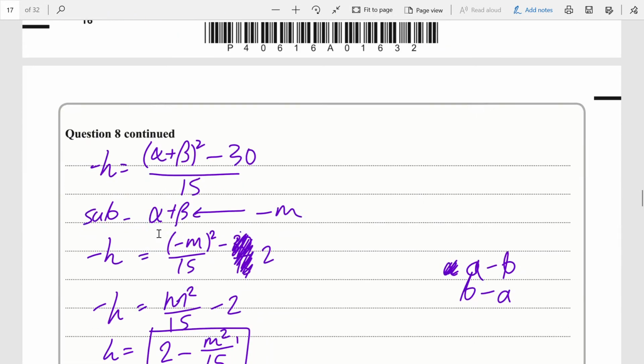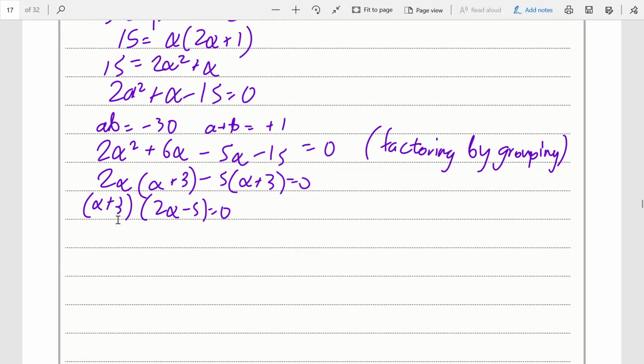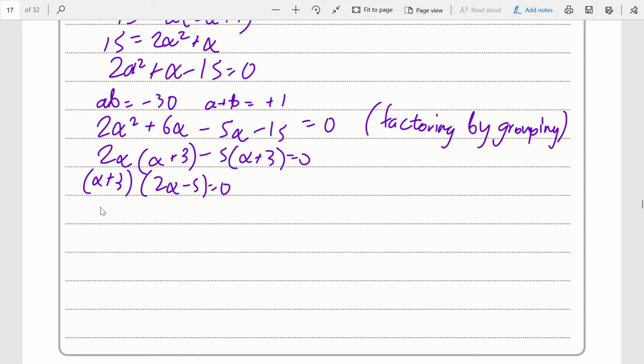So yes, in actual fact, we just needed to look at the product of the roots being equal to 15 to get our possible values of alpha as negative 3 and, well, 2 alpha minus 5 is 0. That would just lead us to positive 5 over 2.